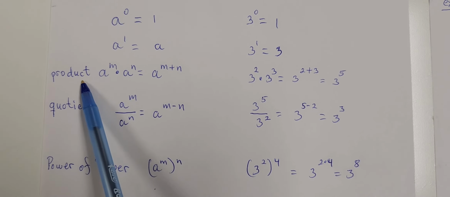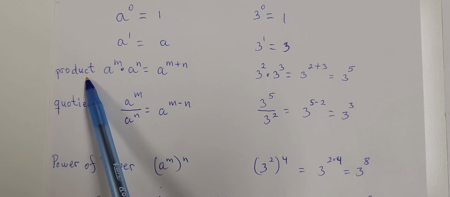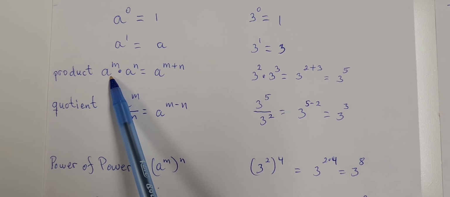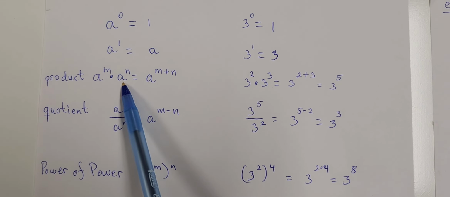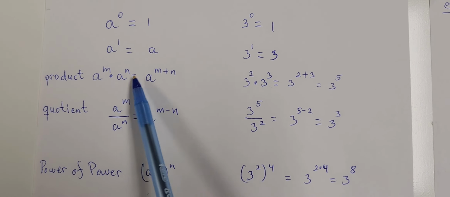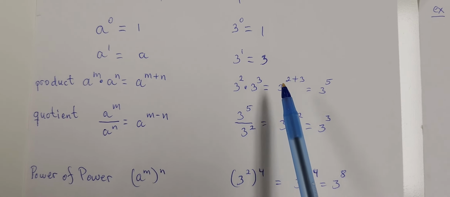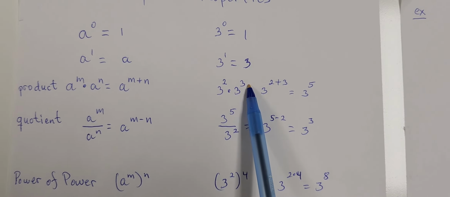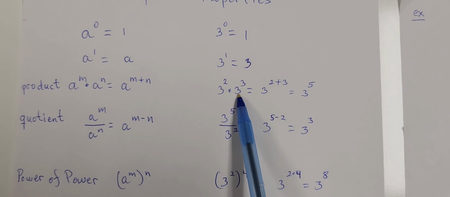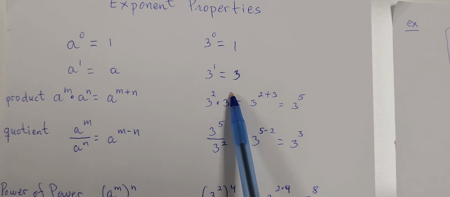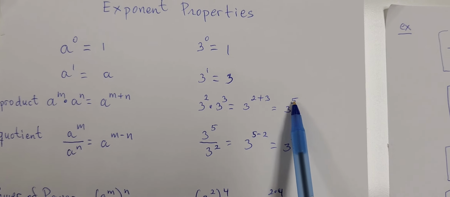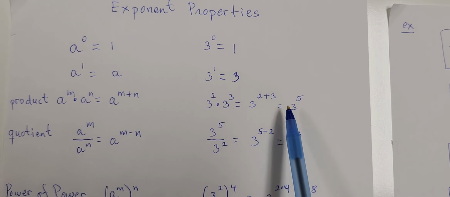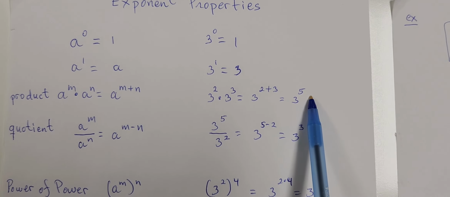Next property, we call this product property. You can only do this if they have the same base. When I have same base, I add my power. So here is an example, 3 squared, 3 to the third. Since I have the same base, I only add power. 2 plus 3 gives me 5. Okay, so it would be 3 to the 5th power.